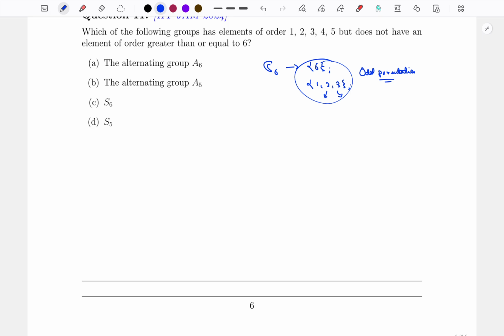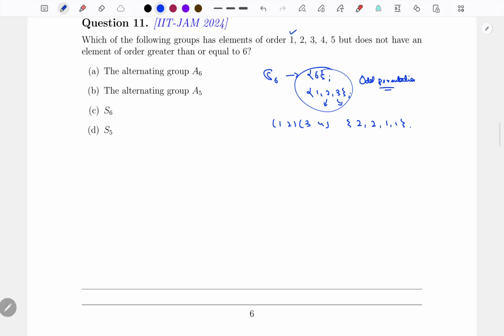But will it have elements of the other possible orders? Element of order 1 is quite easy. Element of order 2, you can take probably 2 cycles, let's say 1 2 and 3 4. So the LCM of their orders will be the LCM of 2 and 2, which will give you 2. So it will have order 2 and it's an even permutation. So 1 is there, 2 is there.